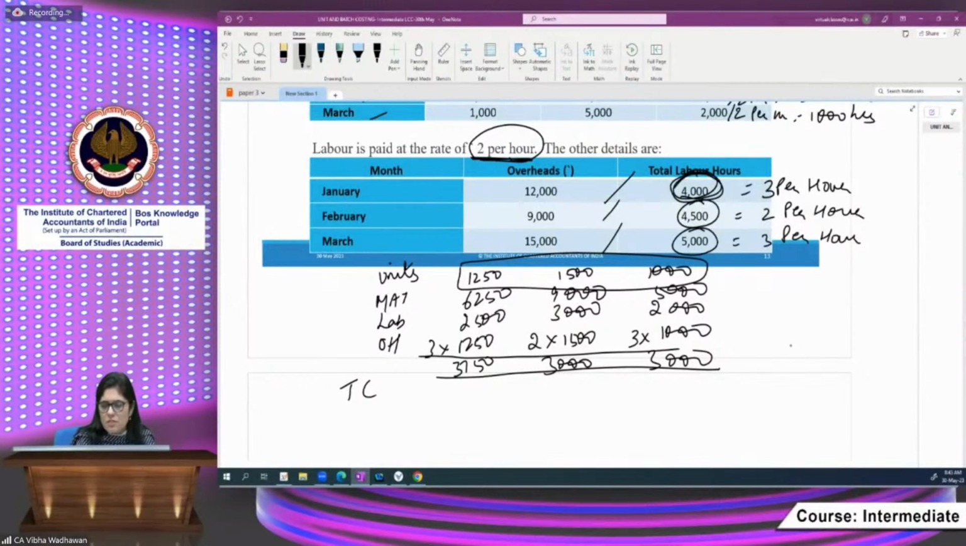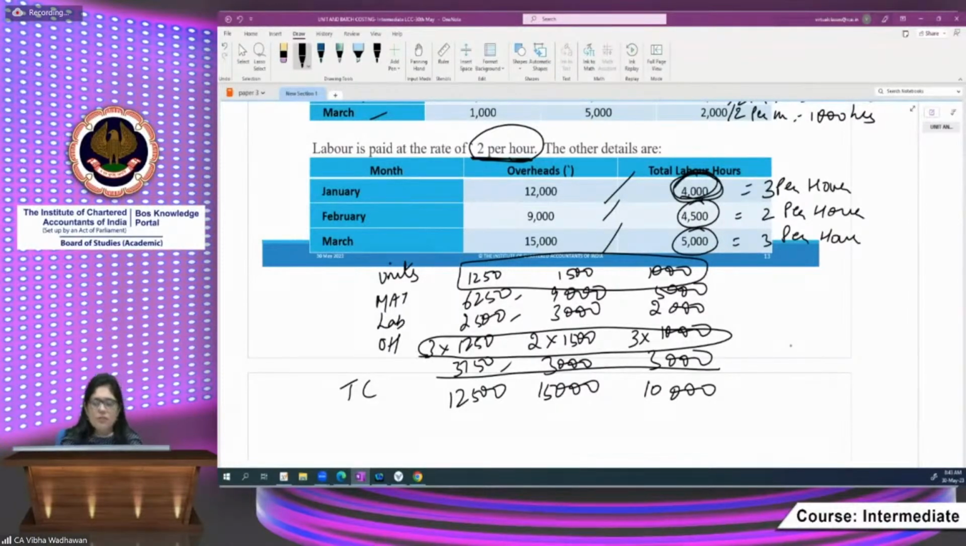So this was the working part. So 6250, 2,500 and 3,750. Can you calculate the total cost? Let me calculate it for you. 12,500 total cost for January. 15,000 total cost for February, and 10,000 the total cost for March. All right. So these are the total costs.